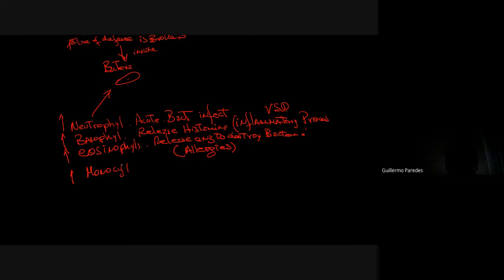Then we have the monocytes. The monocytes are going to be elevated. Listen to this, I forgot to mention in the previous, they are going to tell you that you have a chronic disease. Chronic disease, yes. So you need to remember, what is the difference between acute and chronic? In 97% of diseases, acute is when you have a problem for less than 3 months, and chronic is more than 3 months.